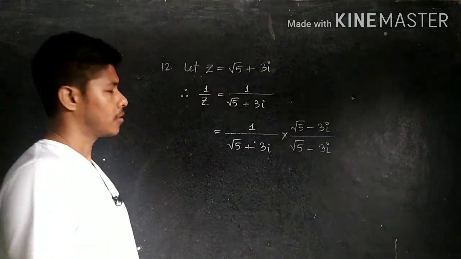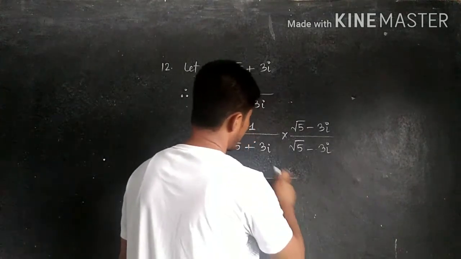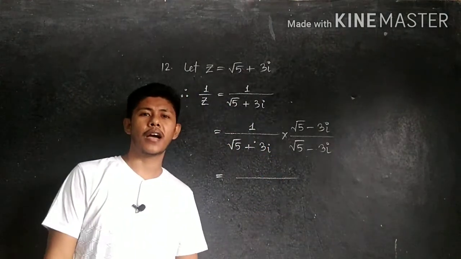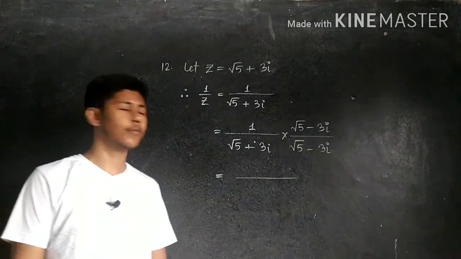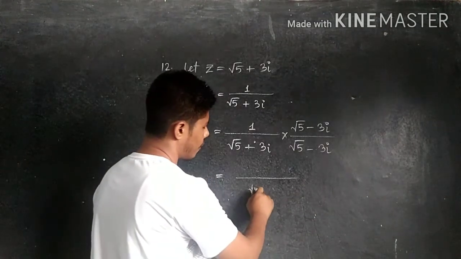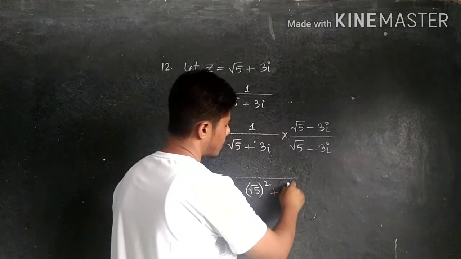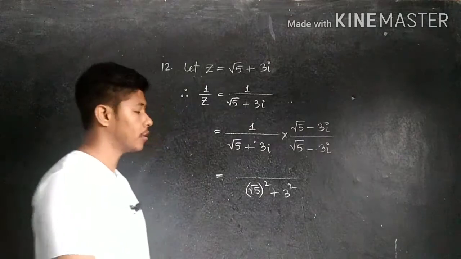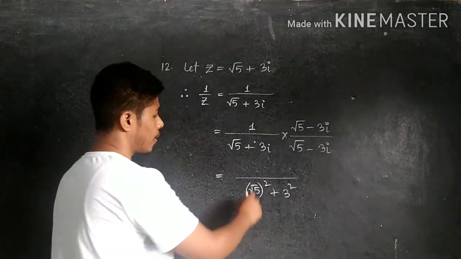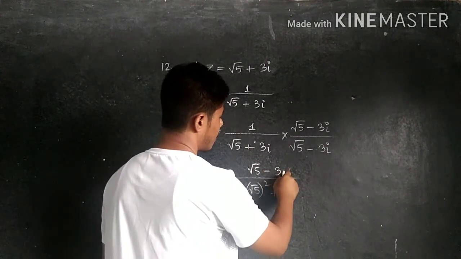Is it clear? Now, the denominator is of the form a plus ib into a minus ib. When we multiply a plus ib by a minus ib, we get a square plus b square. So we write root 5 whole square plus 3 square in the denominator, and in the numerator we write root 5 minus 3i.